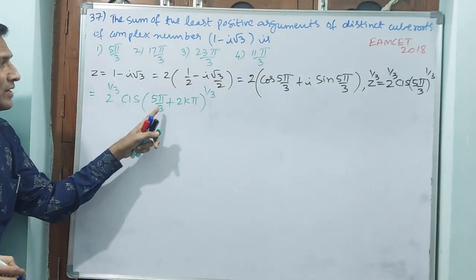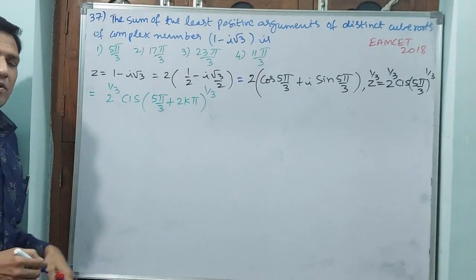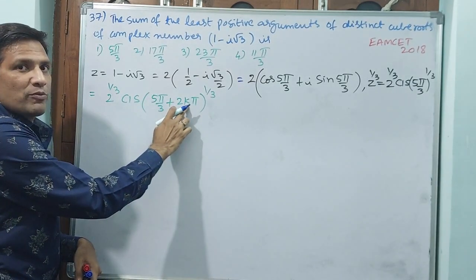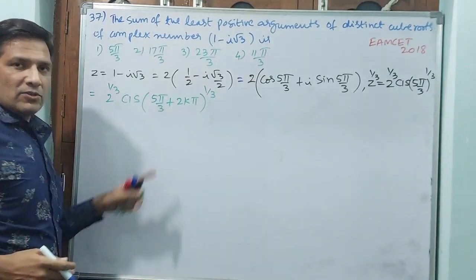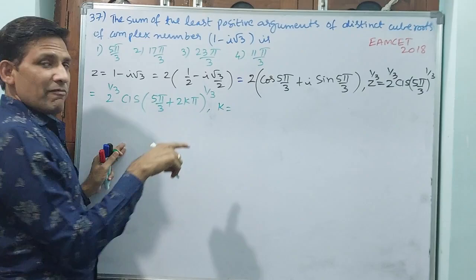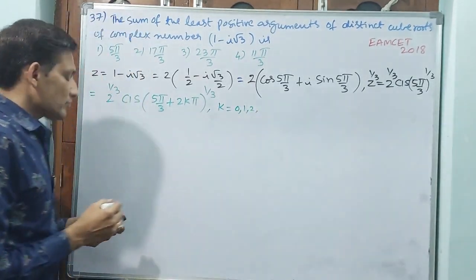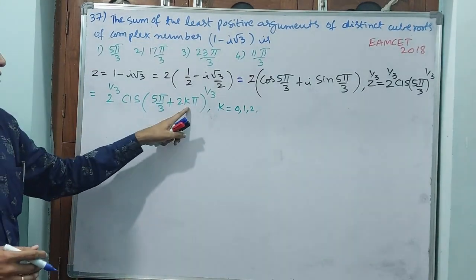Why? Because this may be theta, but every cycle of 360 degrees it will take 2 pi. First cycle means k you are going to put 0 from the start, then 1, 2, like that you are going to take. But here k should be, why? Because cube root is there, 1 by n, 3. That means you take 0, 1, 2. Okay.